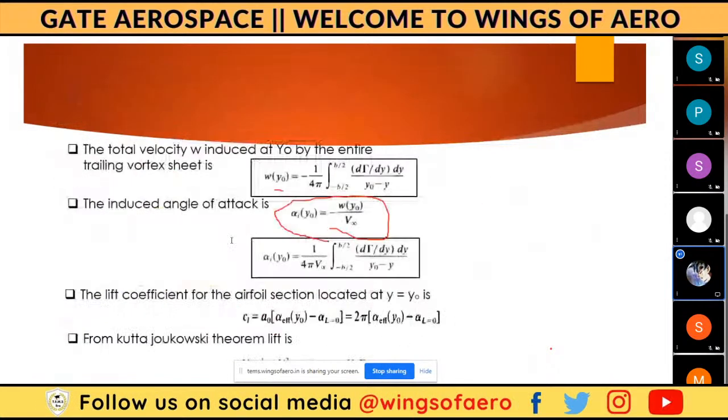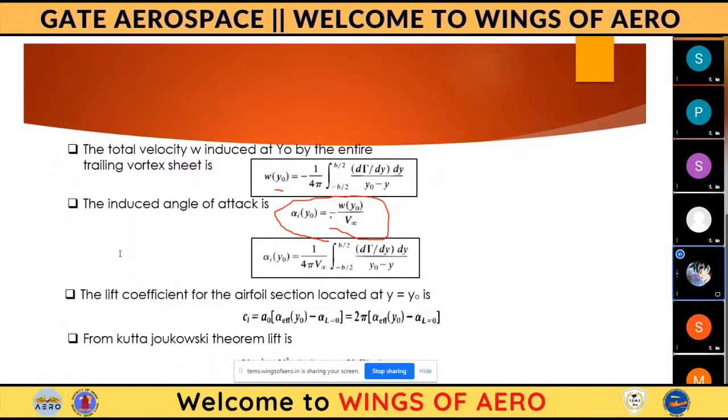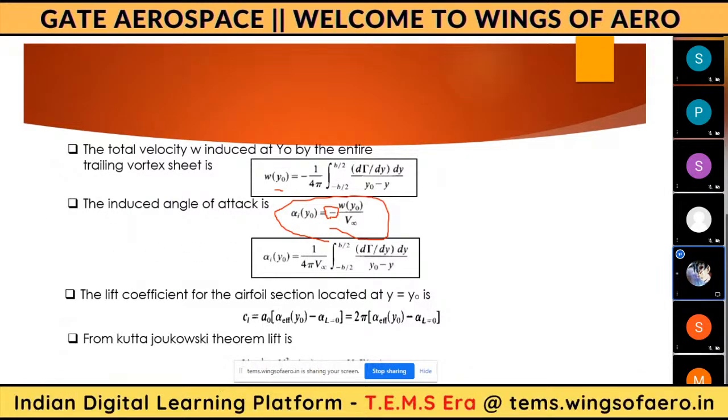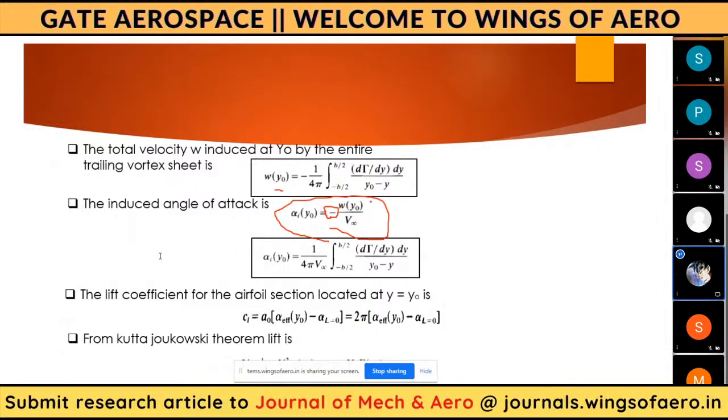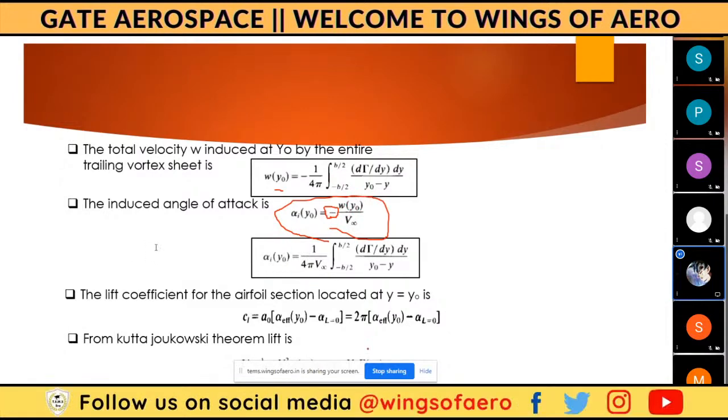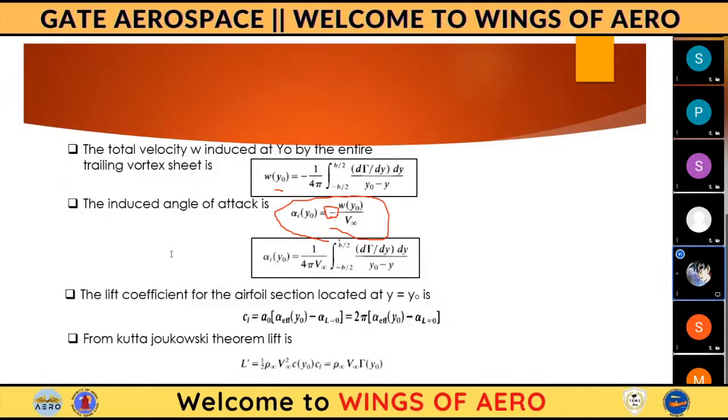So alpha I of y naught equal to minus w, and this minus sign indicates that the downwash is in the downward direction. If the downwash is in the upward direction, then it will be positive. If it is in a downward direction, then the sign will be negative. So substituting the values of w of y naught, we will get alpha I of y naught equal to 1 by 4 pi V infinity integral of minus b by 2 to b by 2 d gamma by dy divided by y naught minus y.